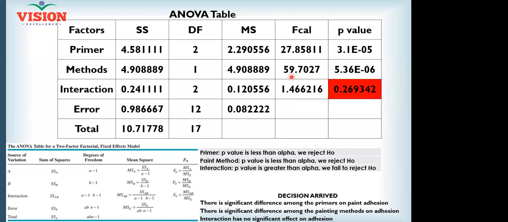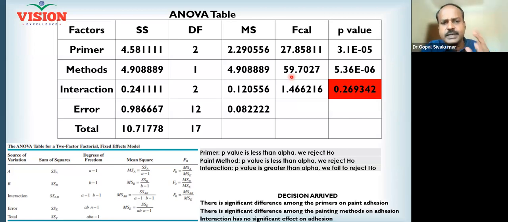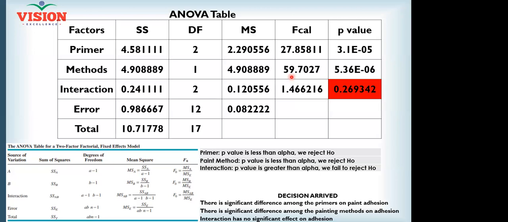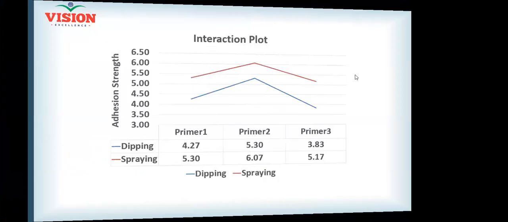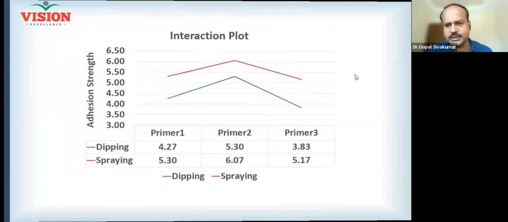If interaction also becomes significant, you should take a decision whether you allow the factors to interact or don't want to allow them to interact. Accordingly, we will develop the solution. But in this case, interaction is insignificant. So now I am going for a diagram known as interaction plot.